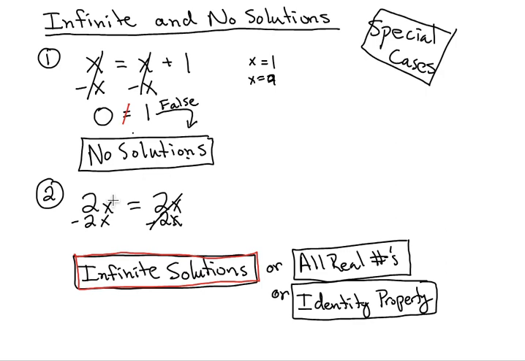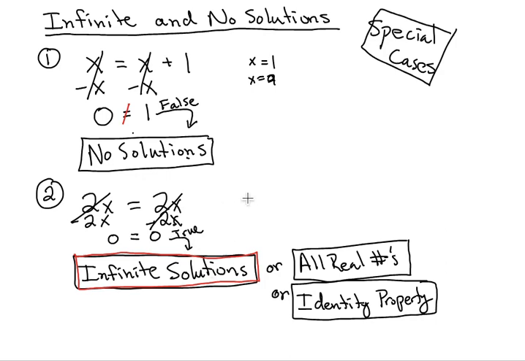It feels kind of weird because what happens over here? These also zero out, so we get 0 equals 0. And wait, 0 does equal 0, so that is a true statement and different than the false one up here. So the true statement means that it's an infinite solution.